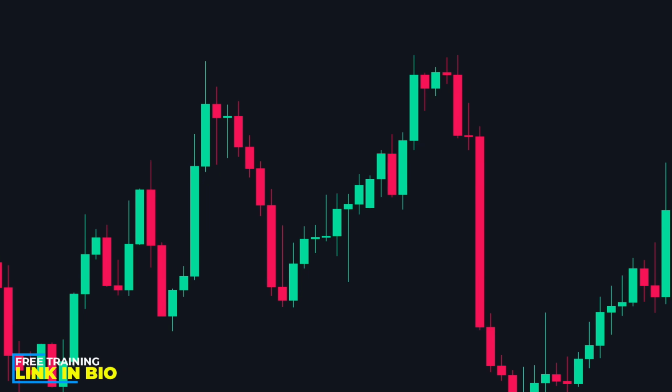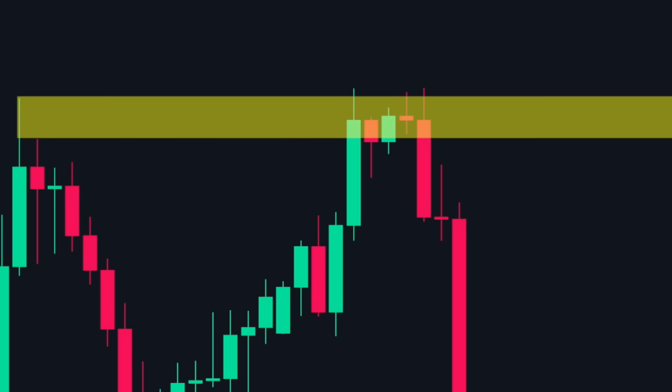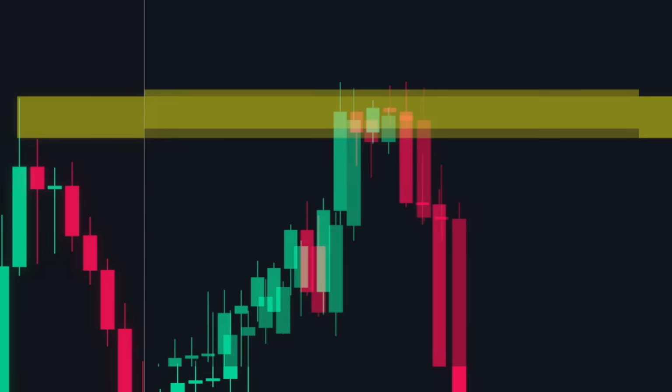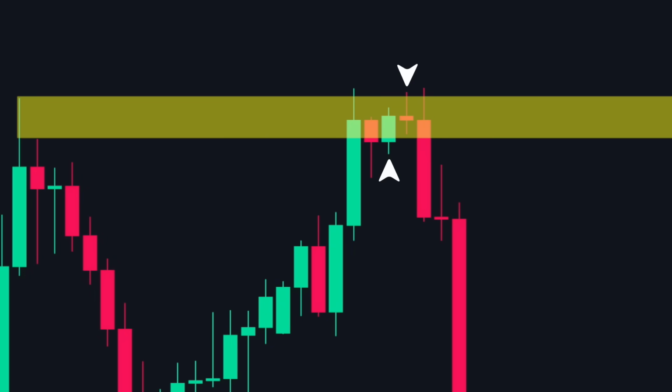Here is an example of a sell trade. Here we see that the price finds resistance around this area. Then, when the price tests this resistance the second time, we see it create an evening star pattern. We have a green candle, a doji, followed by a large red candle.